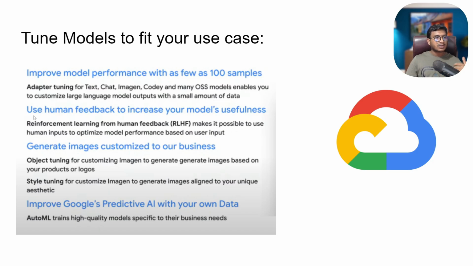You can also perform something called human feedback to increase your model usefulness. Previously you saw in ChatGPT, it used to give a feedback box, right? Let's say how is your experience, so that you can give your experience rating. That kind of rating you can also pass if you're using Vertex AI. Here you can also generate customized images for your business, and improve Google's predictive AI with your own custom data. Everything is possible here.